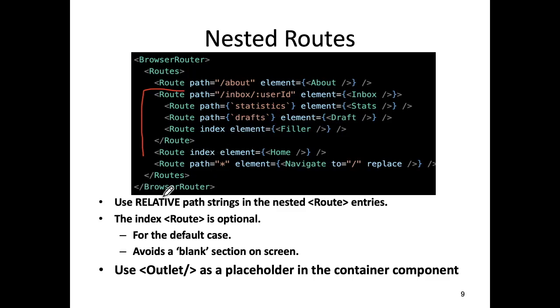So yeah, I've mentioned already that it's important to use relative path names in these nested route entries. This is what we refer to these as. The index route is optional, which I've already mentioned. Now, the question then is, in the actual inbox component itself, this one here, how do we tell it where to put my stats component or my draft component? Where should it kind of physically appear in the UI?